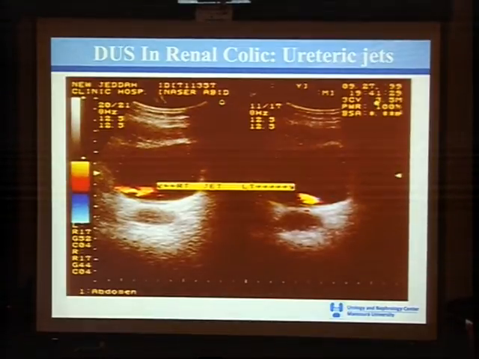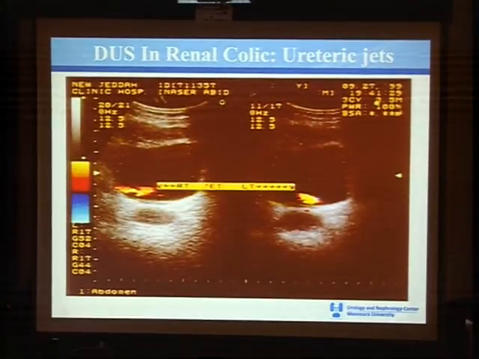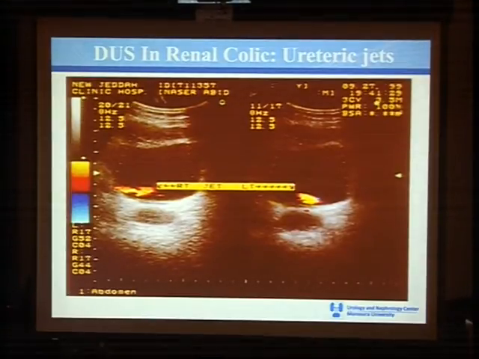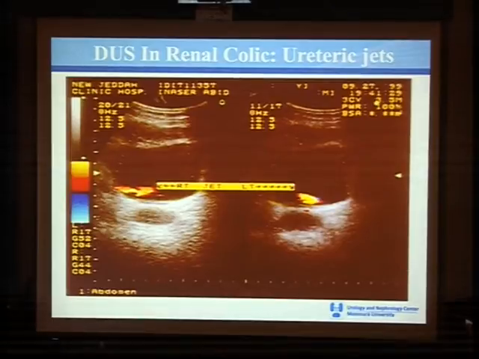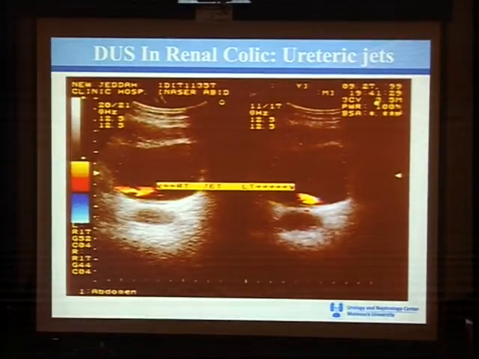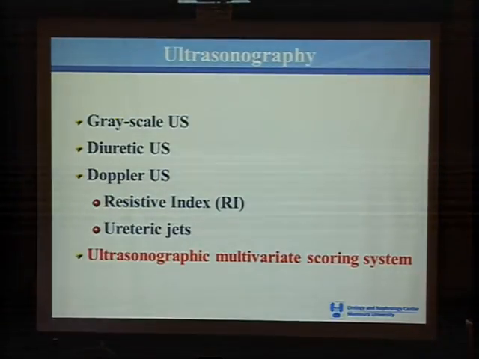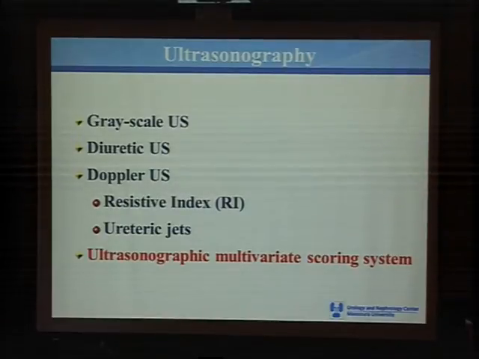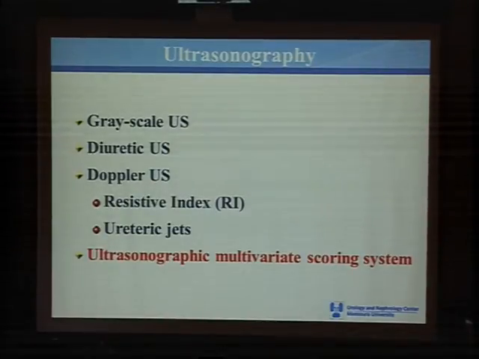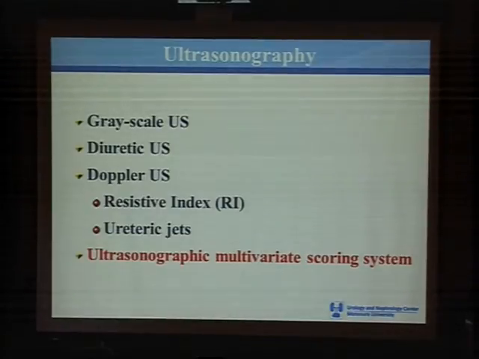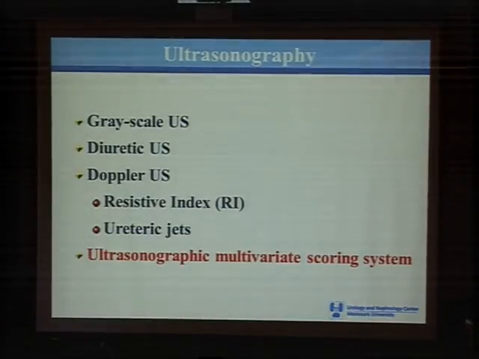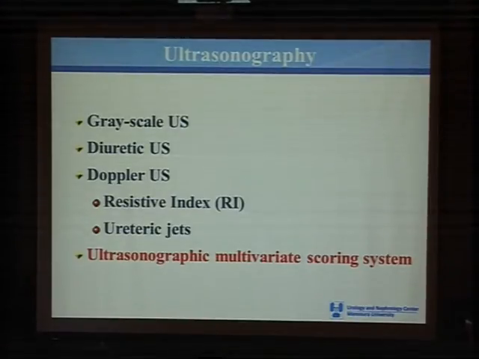However, this approach also is difficult and demanding because you have to put the Doppler ultrasound probe over the bladder and wait maybe 15 minutes to count the number of jets in the obstructed side compared with the number of jets from the non-obstructed side. But it is very important in pregnant ladies, because in pregnant ladies you have limited tools. You have to use grayscale ultrasound, diuretic ultrasound, or Doppler ultrasound.